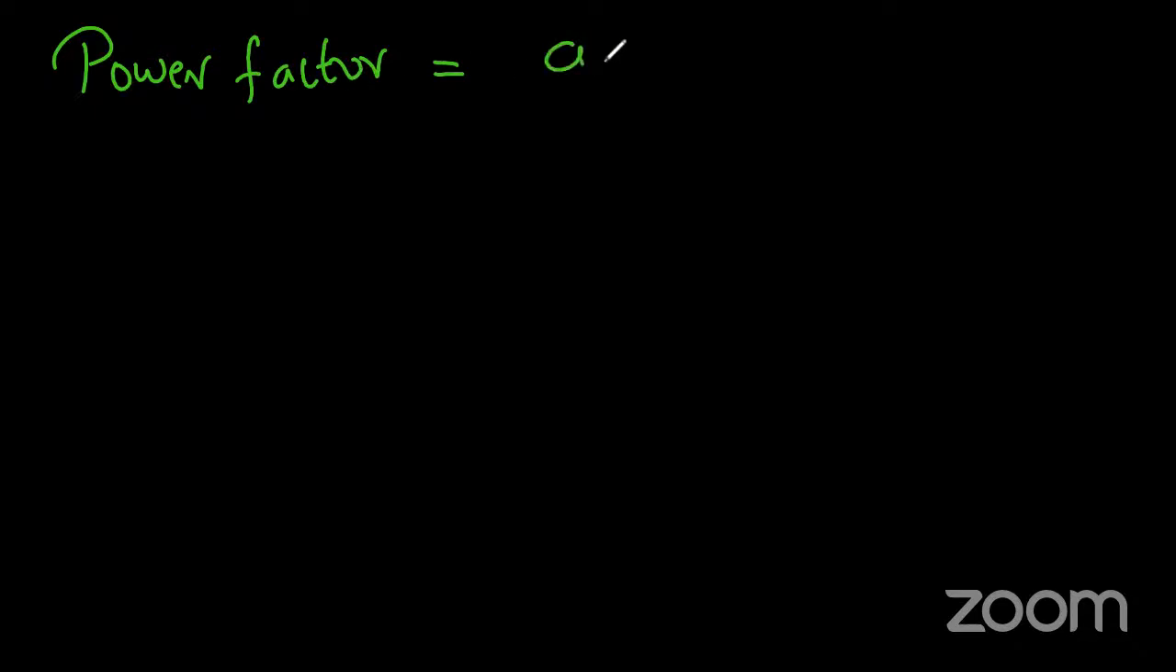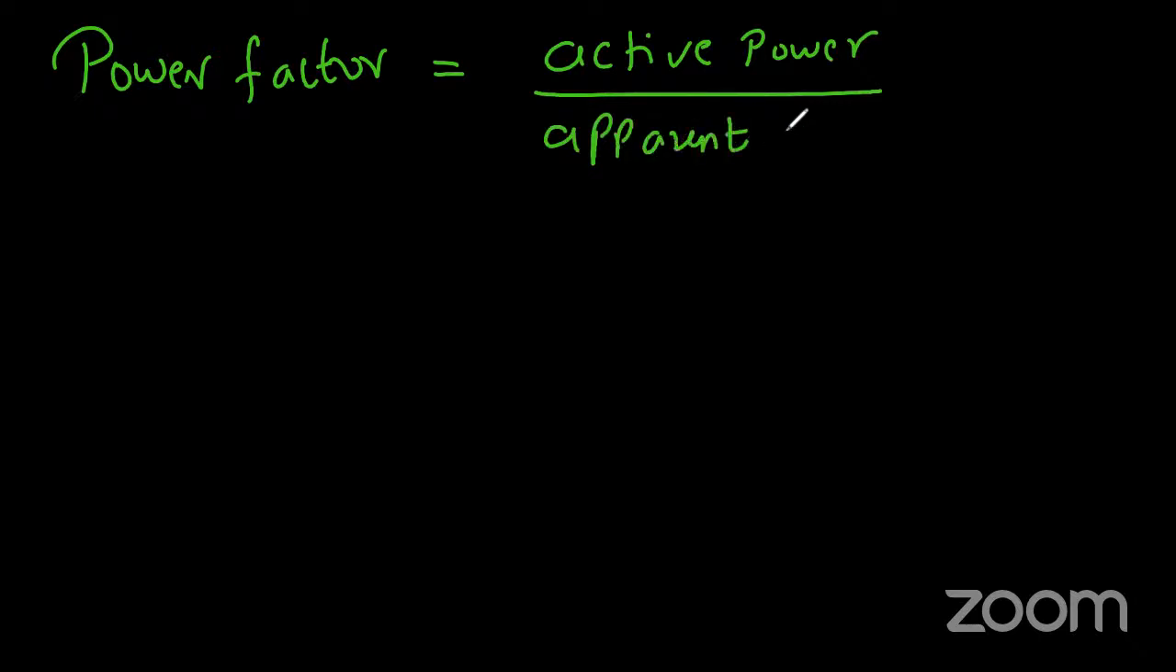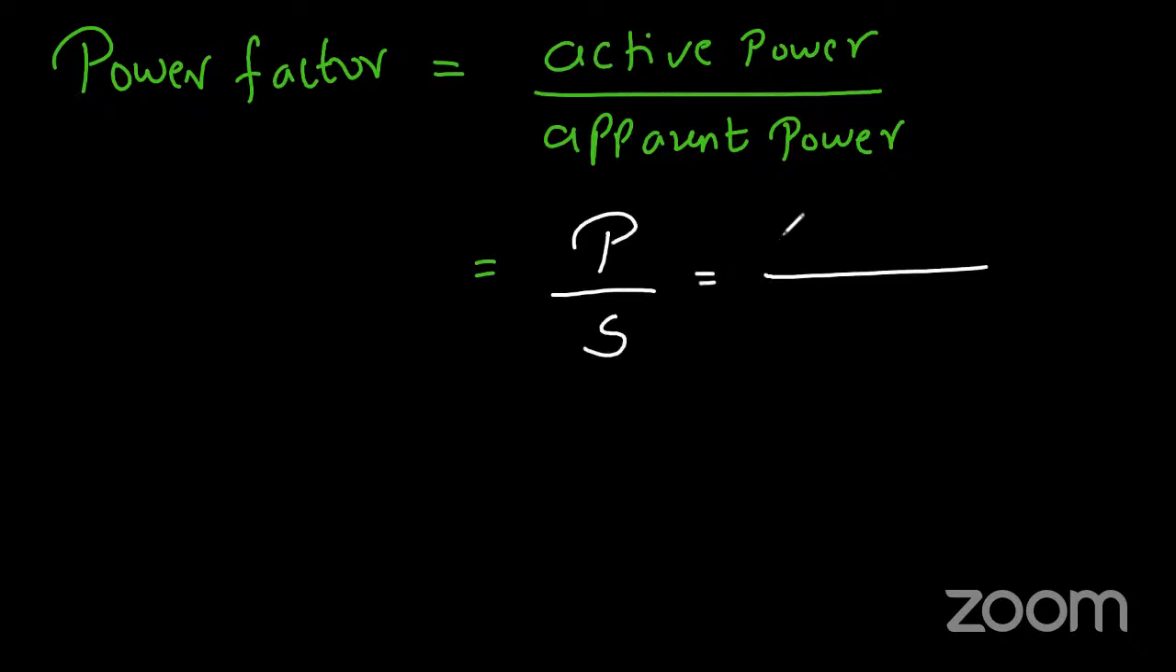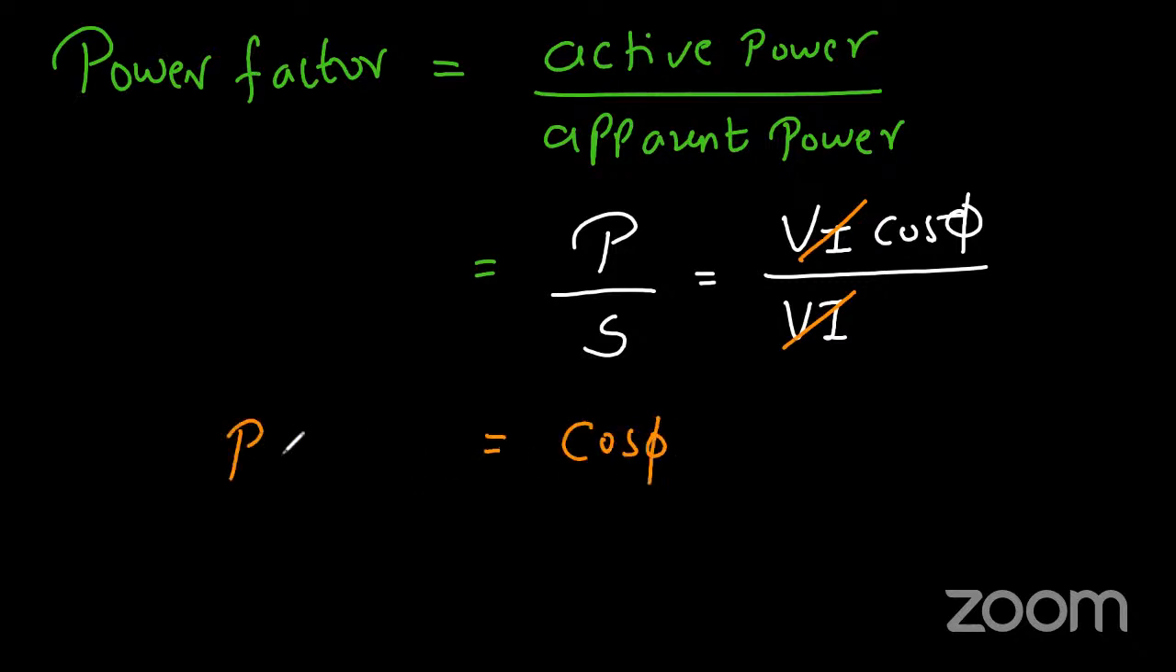First one is the active power and the apparent power. So what is a power factor? It's a ratio of active power and apparent power. Active power is capital P. Apparent power is capital S. The formulas are VI cos phi and VI only. So VI and VI get cancelled. So what is the power factor? It's cos phi. The power factor is denoted by PF, small p and small f.